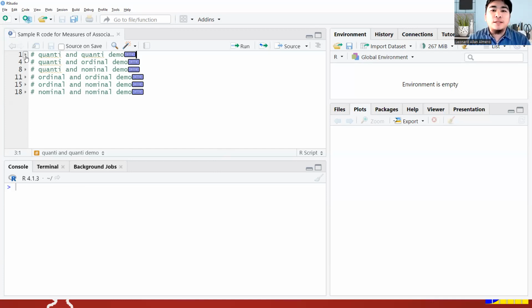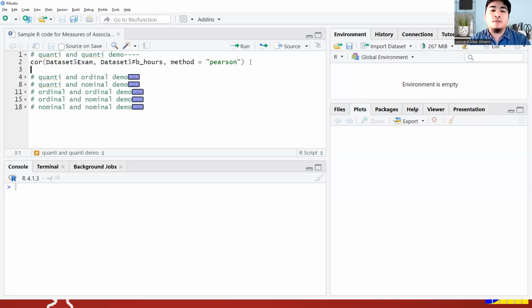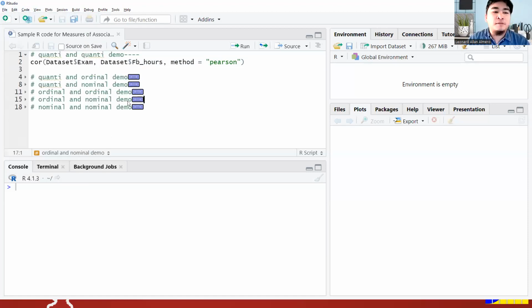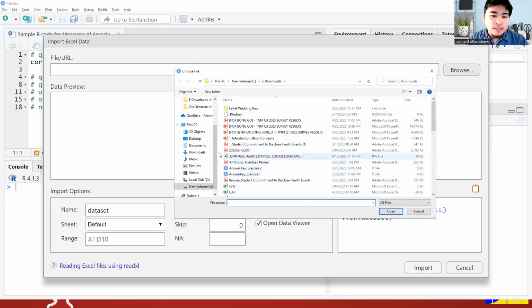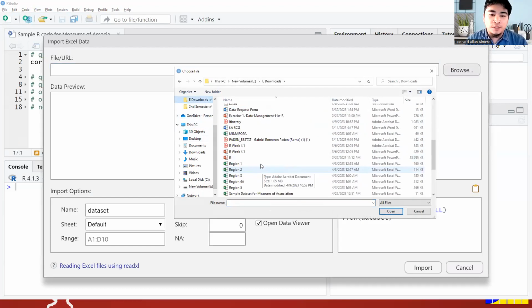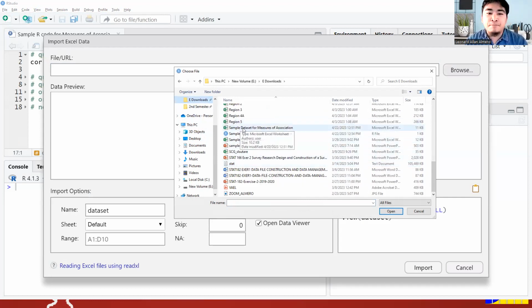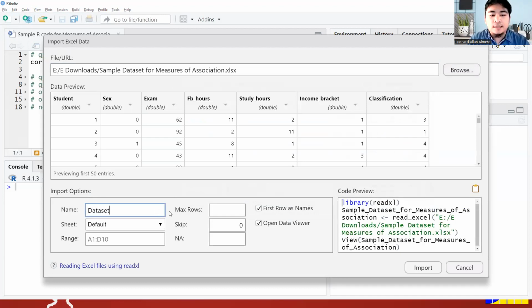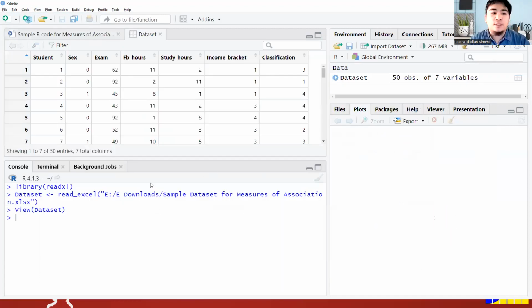So, kanina gumamit tayo ng Excel to compute yung ating Pearson. Actually, ita-type lang po ito. Ang ginawa ko na po, na-import ko na po yung data. So, kung makikita nyo po yung data dito, file, pwede ko pong i-import ulit. Import po yung Excel ko. Yan, just for you to have an idea kung saan nanggaling yung data ko. So, sample data set for measures of association. Yan, papangalanan ko pong data set yan. Okay, import. Ito na po yung nasa Excel kanina.